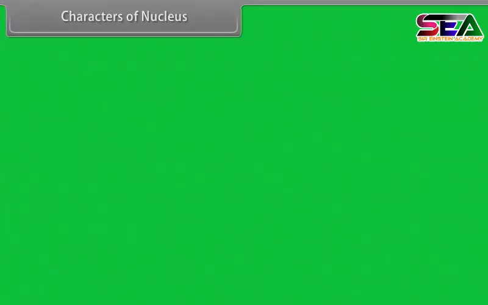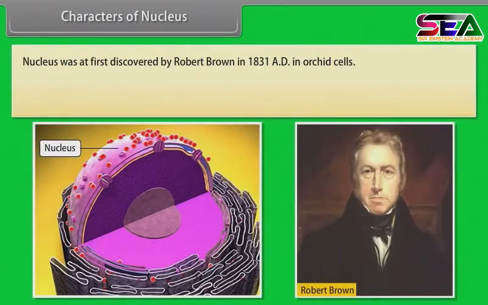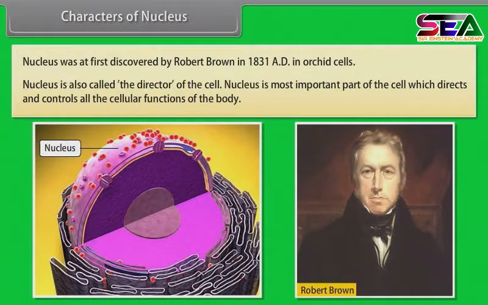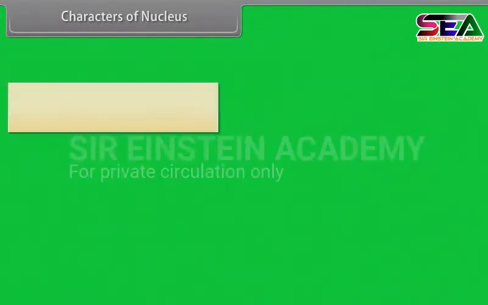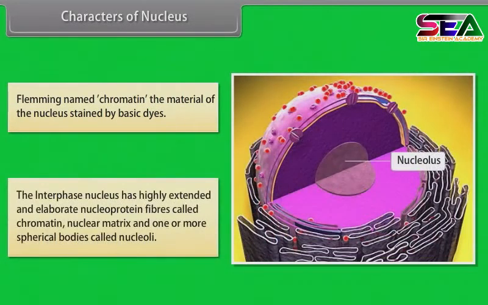Characters of nucleus. Nucleus was at first discovered by Robert Brown in 1831 AD in orchid cells. Nucleus is also called the director of the cell. Nucleus is the most important part of the cell, which directs and controls all the cellular functions of the body. Fleming named chromatin the material of the nucleus stained by basic dyes. The interphase nucleus has highly extended and elaborate nucleoprotein fiber called chromatin, nuclear matrix, and one or more spherical bodies called nucleoli.